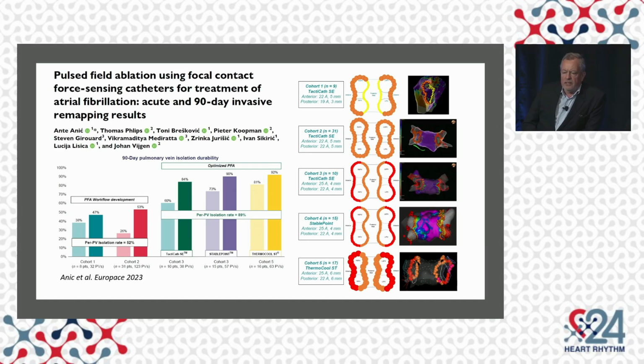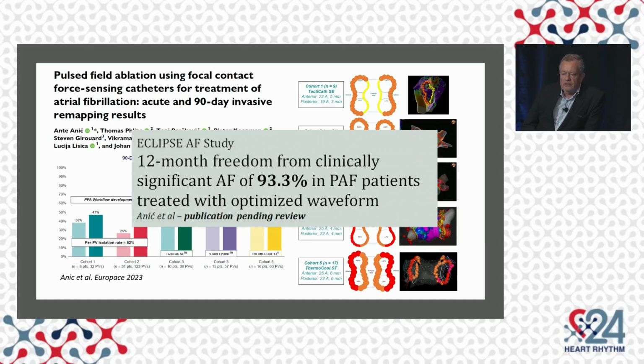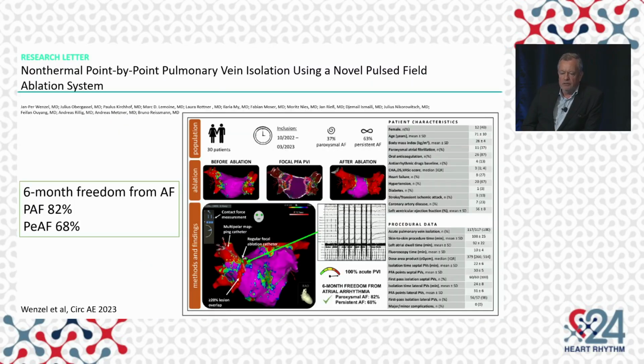Although the clinical 12-month follow-up data are not yet published, I've been allowed to share this. There's a 93% freedom from AF in patients with the optimized waveform. This is not a single procedure outcome, obviously, since patients with reconnected veins were re-isolated during the remap procedure. But in a smaller series from Hamburg with intermediate freedom from AF, they found freedom from AF in the high end of the expected range, I would say, with this method.